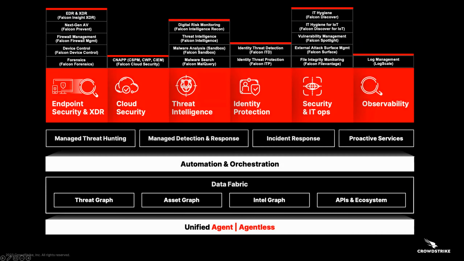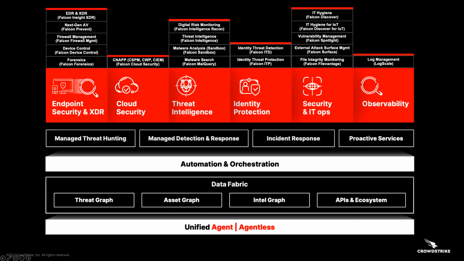CrowdStrike achieves the highest levels of visibility, simplicity, and control by packing all the necessary capabilities for unified prevention, detection, hunting, intelligence, and remediation into one universal lightweight agent. The lightweight Falcon agent uses a fraction of the resources compared to legacy solutions, without requiring hardware tuning or configuration.